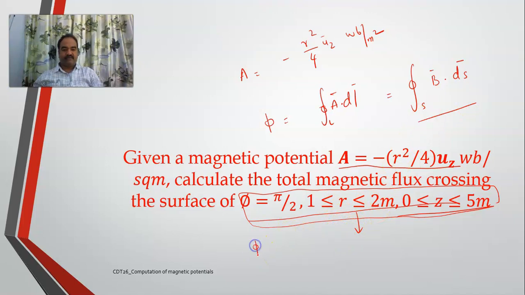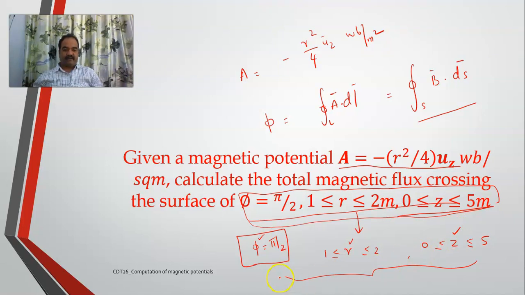If you carefully see, the surface is phi equal to pi by 2, which means it is constant in phi direction, whereas r is varying between 1 and 2, and z is varying between 0 and 5, which means that this is a cylindrical coordinate system. You do find r, phi and z, isn't it? So it is just like a cylindrical coordinate system where phi is fixed and radius is varying between 1 and 2 and z is varying between 0 and 5.